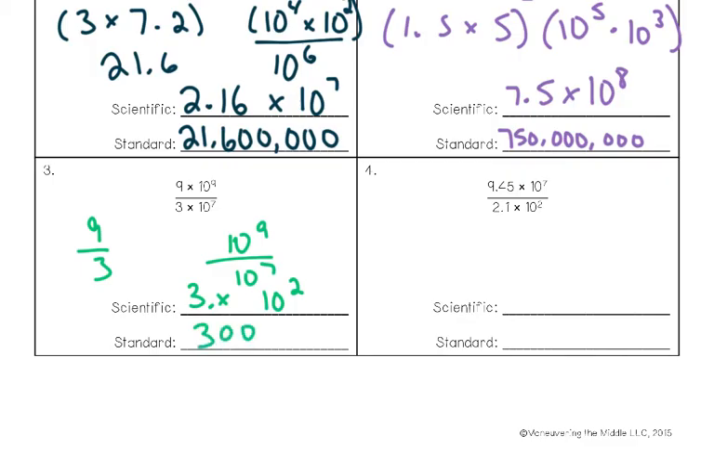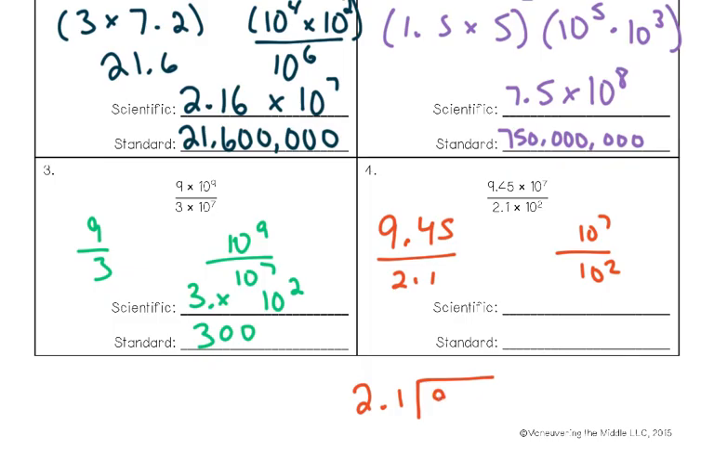Number 4 is a little bit harder, but I believe that you can do it. So go ahead and press pause on the video and press play when you're ready to check. Okay, so you should have started out by separating 9.45 divided by 2.1, and you should have separated the 10 to the 7th divided by 10 squared. If you did not have a calculator, you would write this as 2.1 divided by 9.45. You would divide like normal and then put the decimal in at the end.